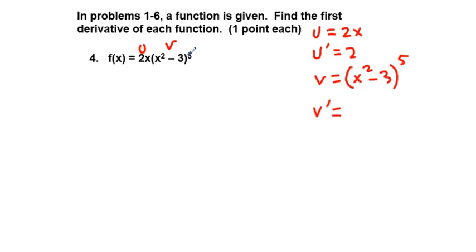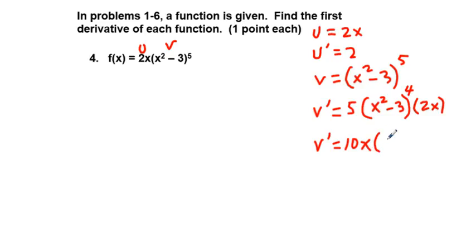We're going to have this 5 out front, because we take the power of 5. We have x squared minus 3 to the 5 minus 1, or 4th power, times the derivative of this inside, which is going to be 2x. And so just simplifying this out, v prime is going to be 10x times quantity x squared minus 3 to the power of 4.